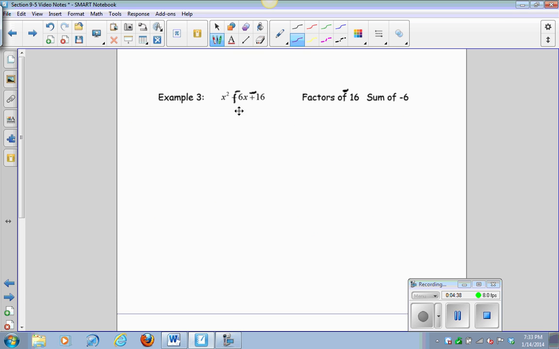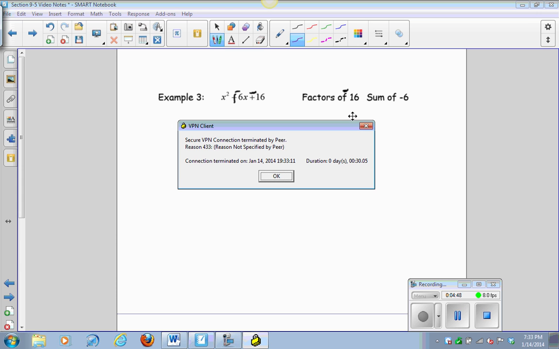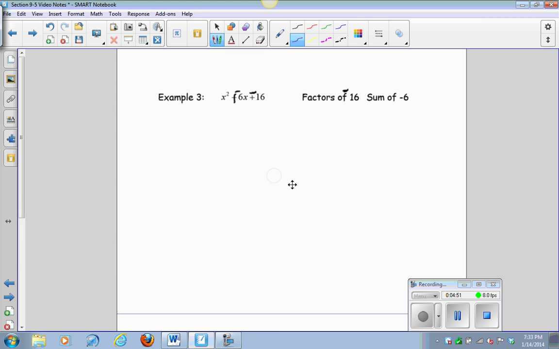And one last example. I have x squared plus a negative 6x plus a negative 16. I want to determine what factors would produce negative 16 and give me a sum of negative 6. So I'm going to ask you to press pause and try to determine what those binomials are, then press resume to check your answer.